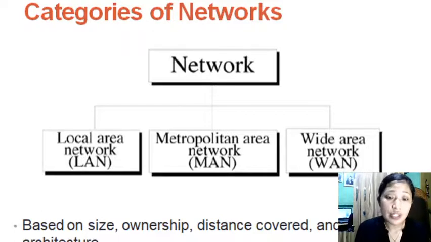So broadly, based on the size, based on who is the owner of that network, how much distance the network has covered, and how the network has been laid out physically, there are three different types of network. One is local area network, metropolitan area network, and wide area network.